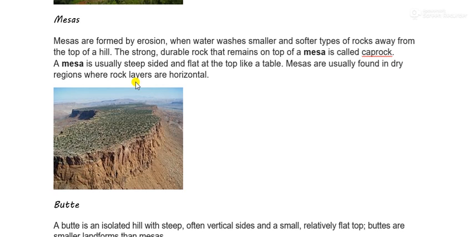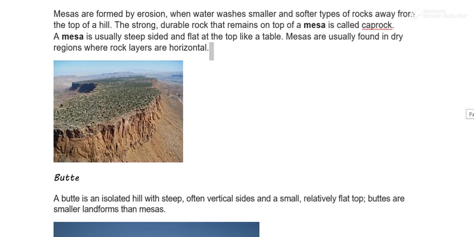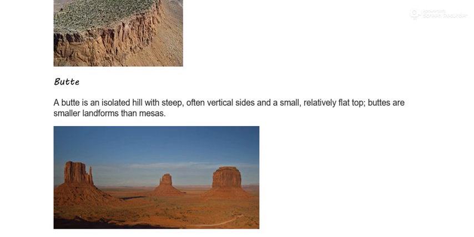These are found as mesas. Now these are mainly found in the United States. Second, we have butte. A butte is an isolated hill with steep, often vertical sides and a small, relatively flat top. I'm not sure how it is pronounced, I think it's butte. Buttes are smaller landforms than mesas.